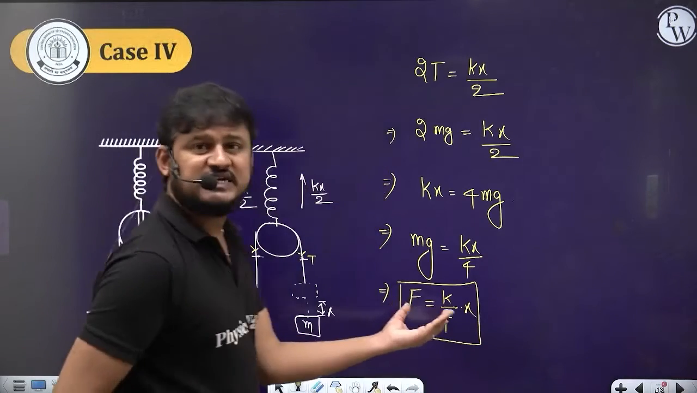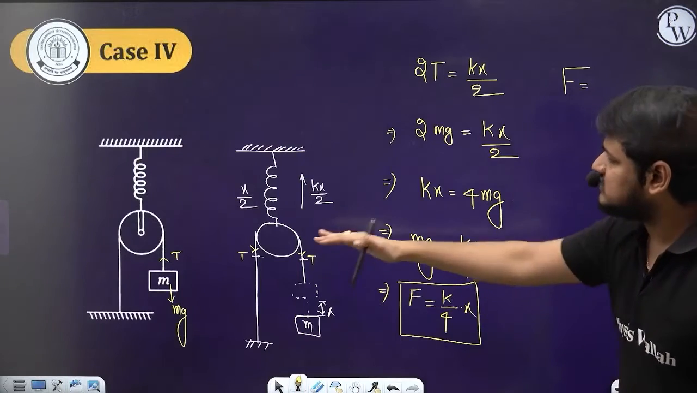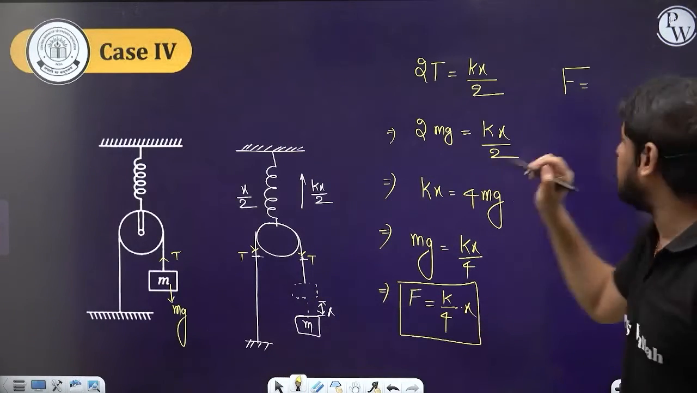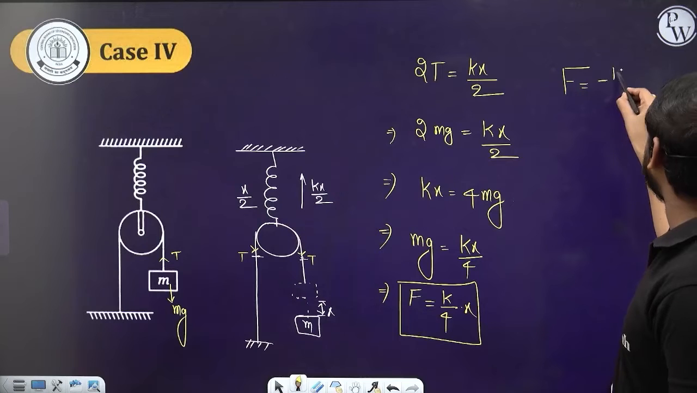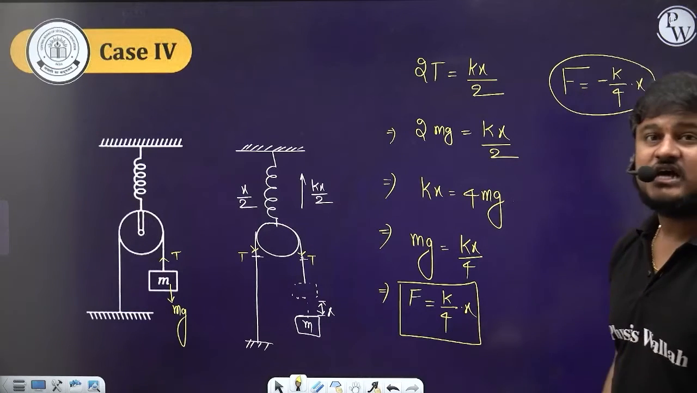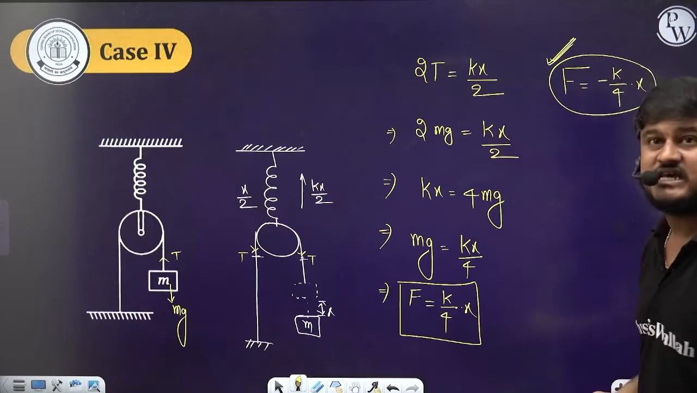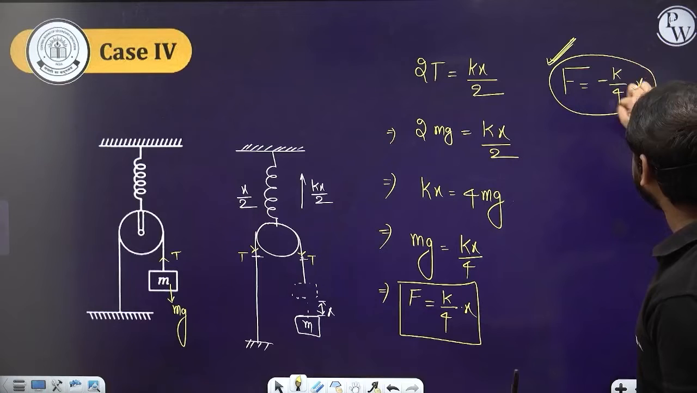Now represent this in the form of F is equal to minus kx. So what is F? Force is upward and the displacement is downward. So I am writing this as F is equal to minus k by 4 times x. Which means the F we represented in the form of F is equal to minus kx, here k is not equal to k. Here it is k by 4.